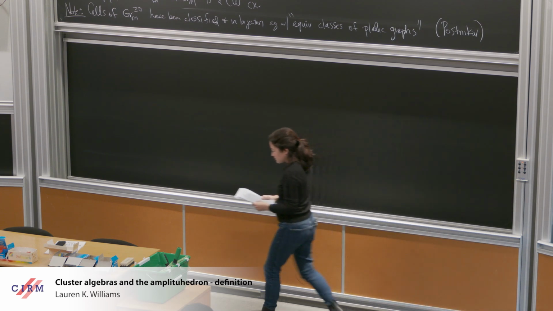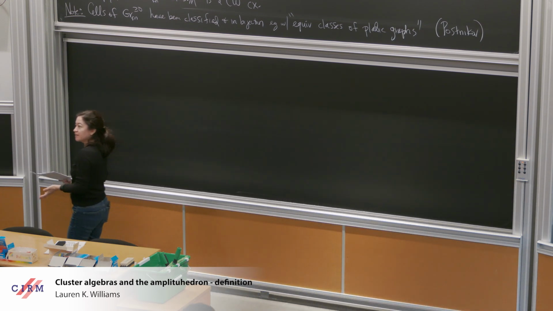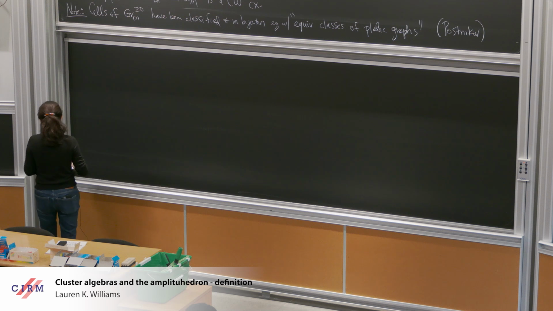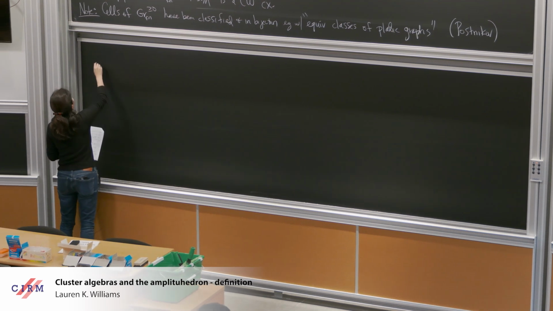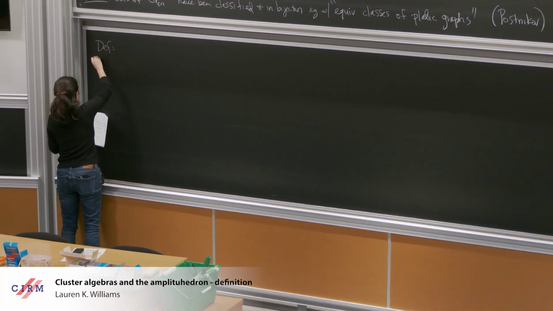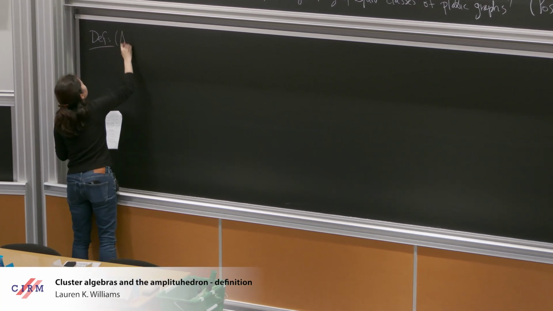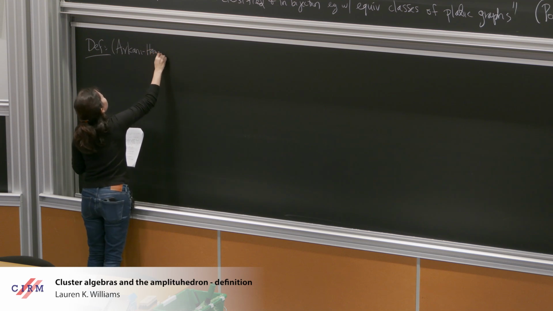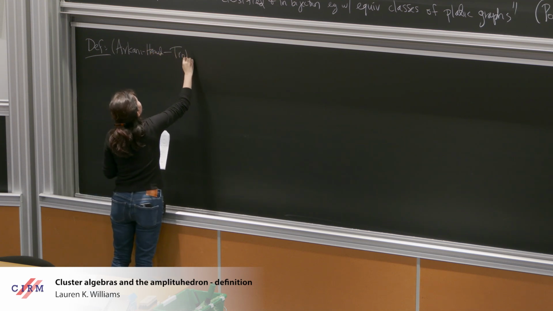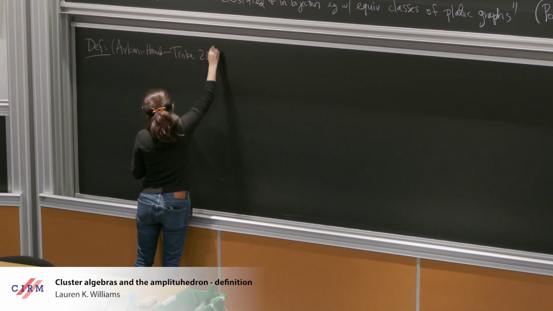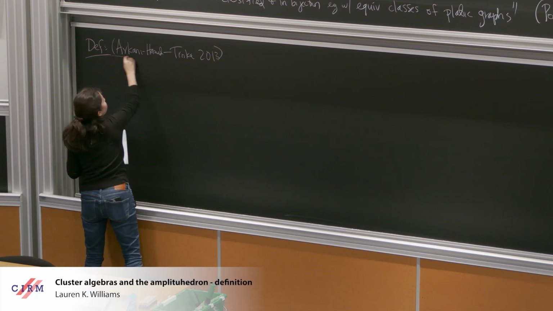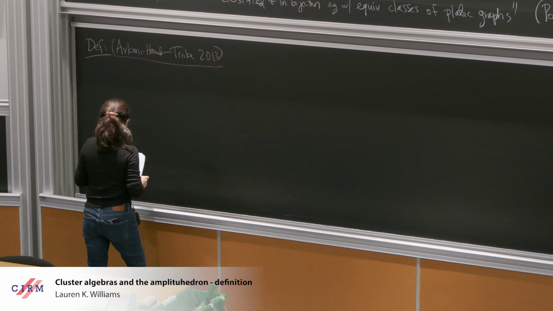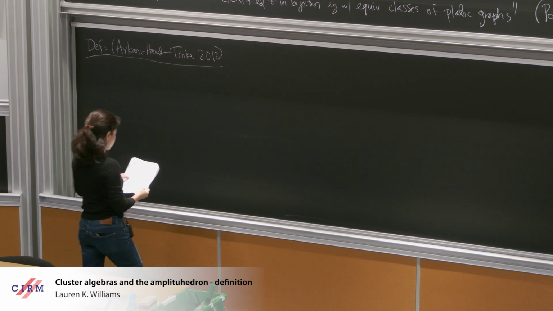Okay, so now I want to define this object called the amplituhedron. And this object was defined by physicists Arkani-Hamed and Trnka in 2013. So, okay, how do we define the amplituhedron?